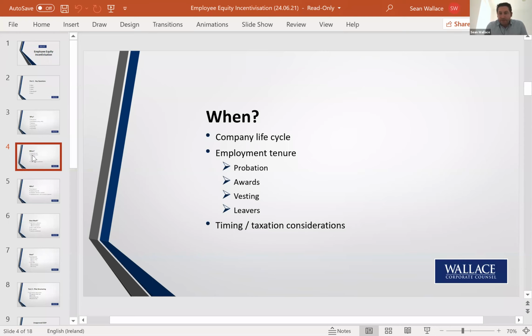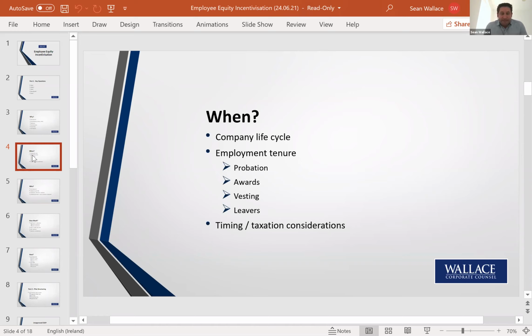But typically you'll look at this very early on in the process, and that'll be driven by financial considerations, such as your ability to attract staff with high salaries or not. And most companies will look at this fairly early on in the process, certainly within the first 12 to 18 months of establishment.